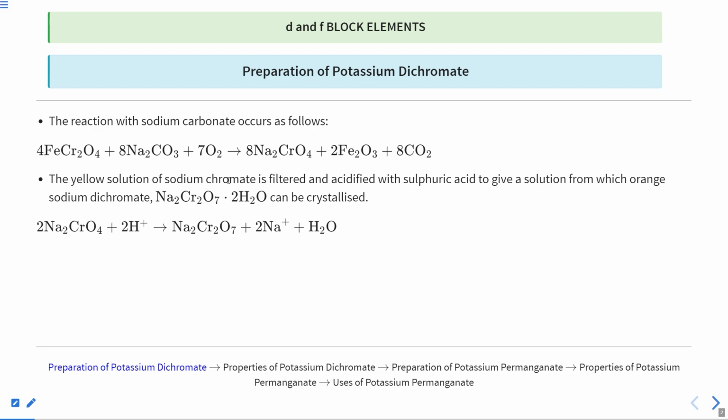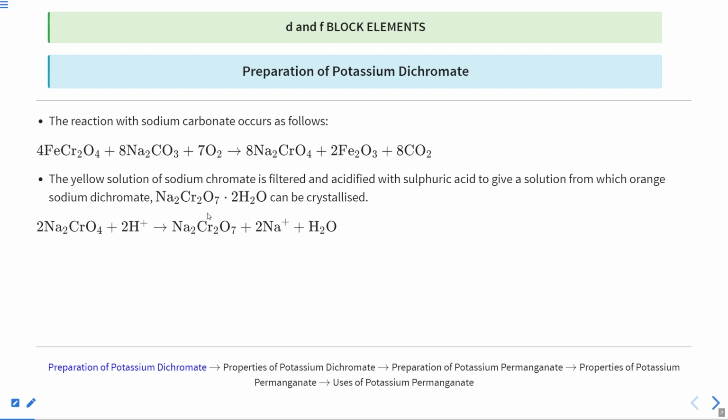Now, this yellow solution of sodium chromate is filtered and acidified with sulfuric acid to give a solution from which orange sodium dichromate can be crystallized. So we do the crystallization. How do we crystallize them? If we filter this solution and add sulfuric acid, then it will give an orange sodium dichromate solution. Now this can be crystallized to get Na2Cr2O7, that is sodium dichromate.